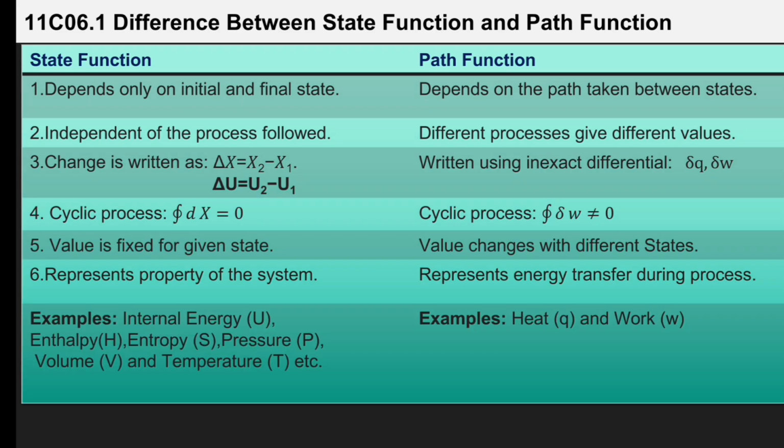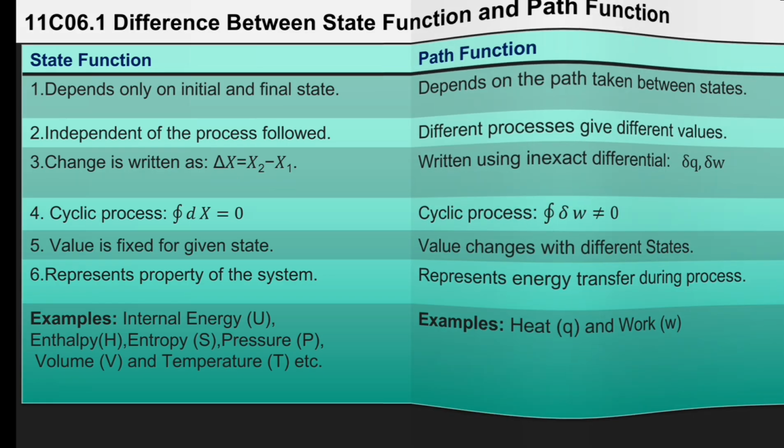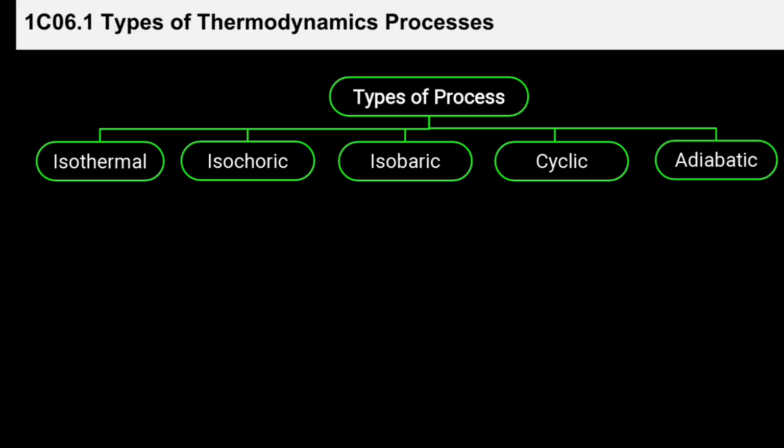The examples of state functions are internal energy, enthalpy, entropy, pressure, volume, temperature, etc. The examples of path functions are heat and work. So next topic is types of thermodynamic processes. There are several types of thermodynamic processes like isothermal process, isochoric process, isobaric process, cyclic process, and adiabatic process.